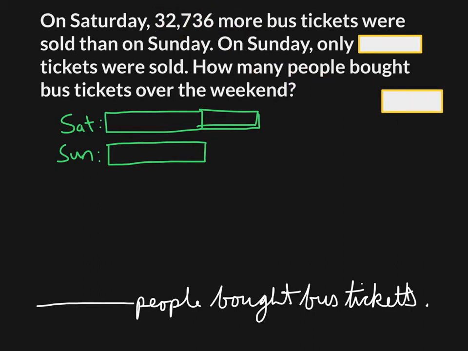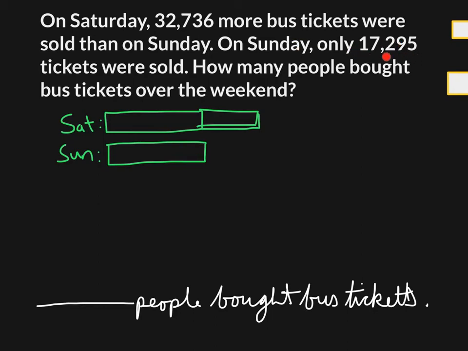Now I can go ahead and take a look at the numbers and think about what those numbers are. So I can fill in some of my tape diagram. Here I know that on Sunday, it says that only 17,295 people bought bus tickets. So I can fill that in on Sunday, 17,295. I know that Saturday had the same amount, 17,295, but it also had some extra. It said that this many more tickets were sold. So I can fill in that larger number, 32,736 for Saturday. So these two amounts together equal the total number of tickets for Saturday, and then this is the amount for Sunday. So to solve this whole problem, I would have to add both of these up together to get the whole weekend total.